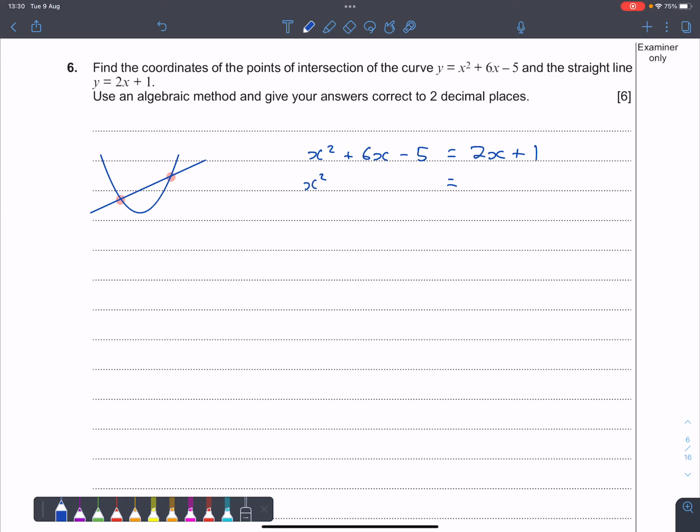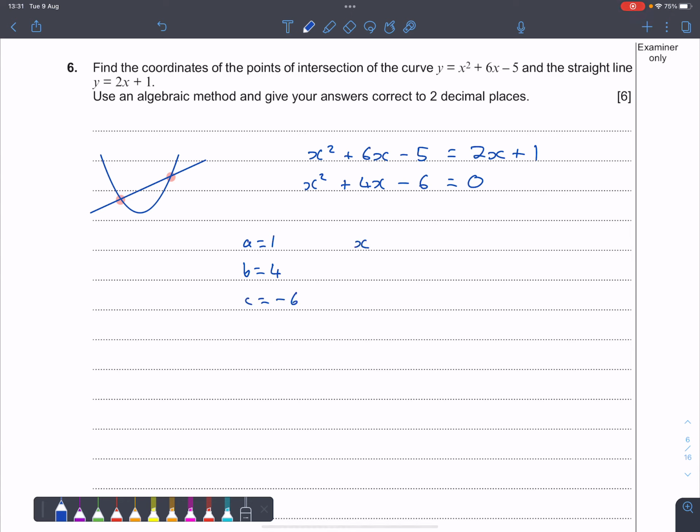So I get x squared. I'm going to take 2 x's off both sides, so plus 4x, and I'm going to take 1 off both sides, so I get negative 6 equals 0. Now, it says give your answers correct to 2 decimal places. Because it says 2 decimal places, this suggests that it won't factorize, so you've either got to use completing the square to solve it, or you can use the quadratic formula. I used completing the square on the previous question, so I'm going to use the quadratic formula in this one. My value of a is the coefficient of x squared, which is 1. My value of b is the coefficient of x, which is 4. My value of c is the constant, which is negative 6.